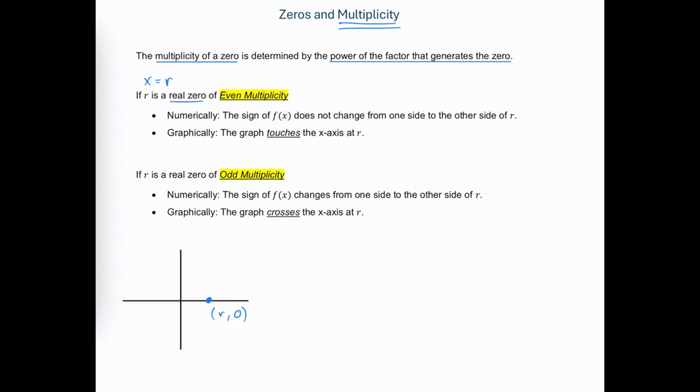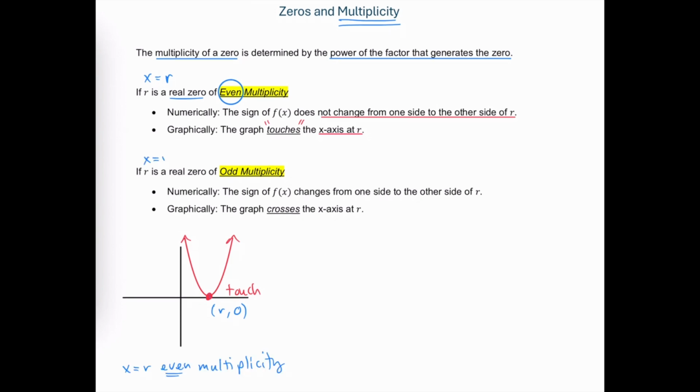If algebraically we discover that this zero has an even multiplicity, then what's going to happen on the graph is that the polynomial function's graph will touch the x-axis at that intercept, but it is not going to change from one side to the other. The graph will not cross the x-axis there. Instead, the graph will touch the x-axis at that x-intercept and turn around.